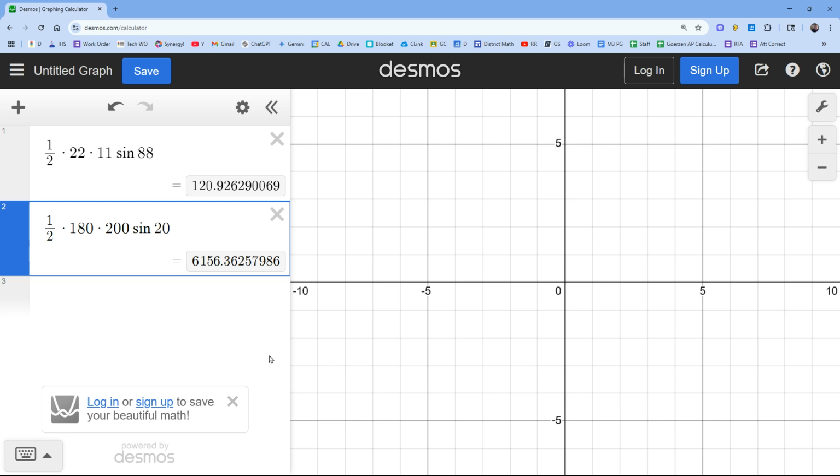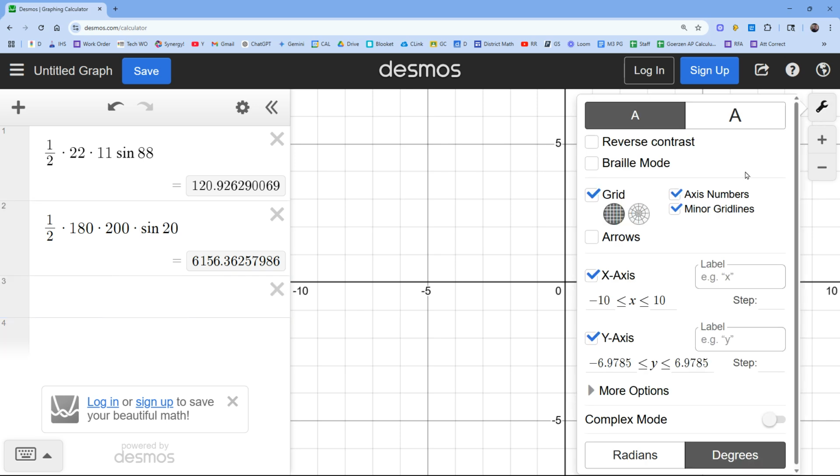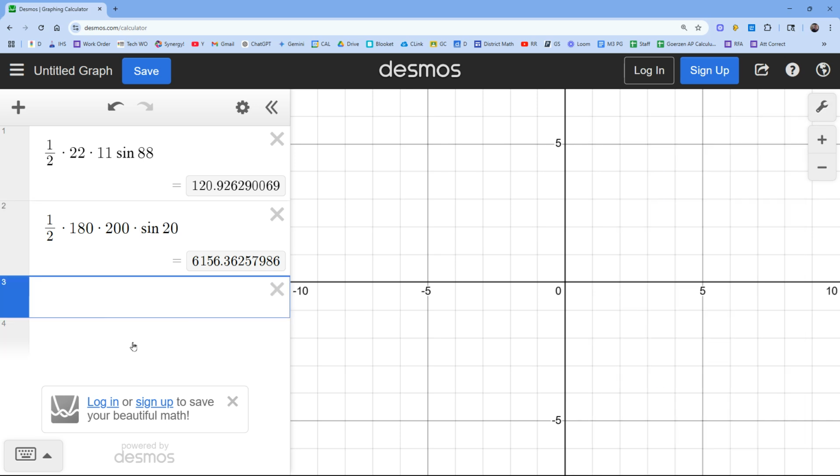Something went wrong. What did I type in wrong? 1/2. The answer is not that. Is it this? I know what I did. It's in degrees, and it is degrees. Oh, it's the area. I was thinking the missing side. So this question is not about area. So it didn't make any sense about how far away the ships are from each other.